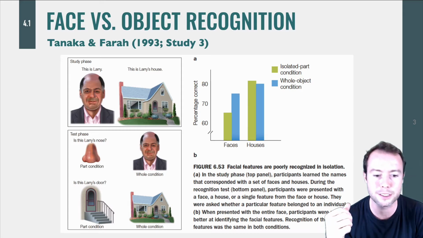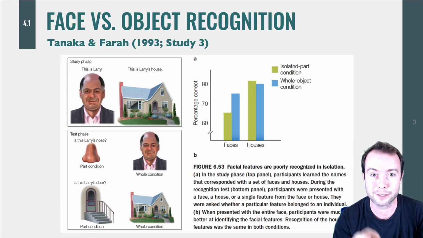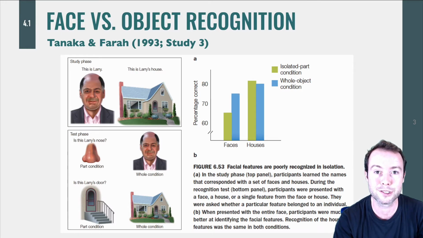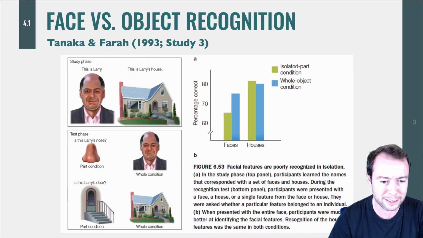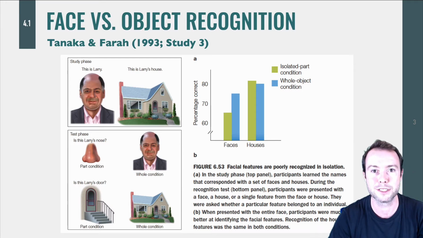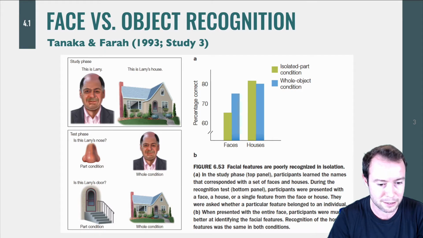Whereas in contrast, when we're trying to recognize or identify the objects, the houses, performance is equivalent. It doesn't seem to matter whether you're given the entire house or you're given this single feature of the door. In fact, there's a slight, very small, non-significant performance improvement in the isolated part condition. There's no good explanation for why that would be the case in this experiment. It's just what seems to have happened.